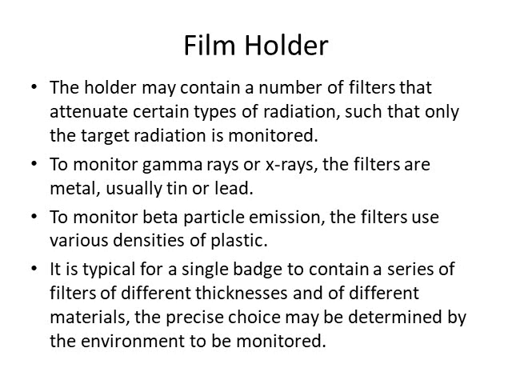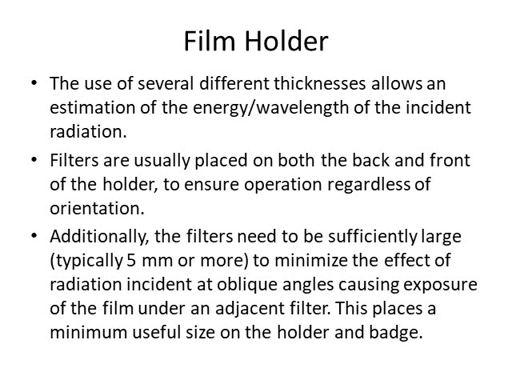Typically a single badge contains a series of filters of different thickness and different materials to precisely monitor the radiation in the environment. The use of several densities of plastics allows us to estimate the energy of the incident radiation. The filters are placed on both front and back to ensure operation regardless of orientation. Additionally, the filter needs to be sufficiently large, typically 5 mm or more, to minimize the effect of radiation incident at a particular angle.